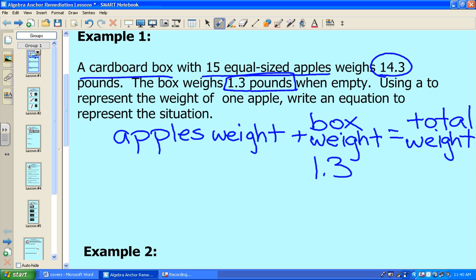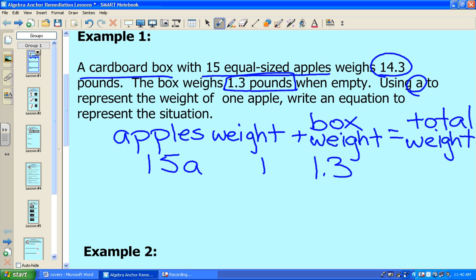Okay, now the apple's weight, we don't know how much one apple weighs. All that we're saying is that one apple weighs something. We're going to call that letter A. And there are 15 apples in the box. So what we're going to do is take 15 apples times however much one weighs, and that will give us the total apple weight.